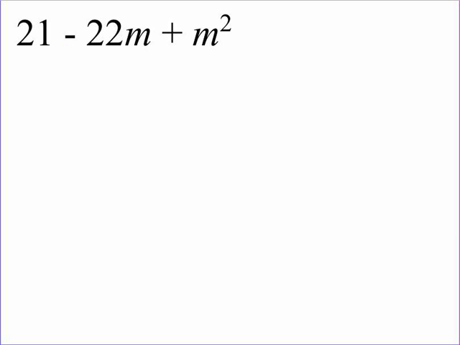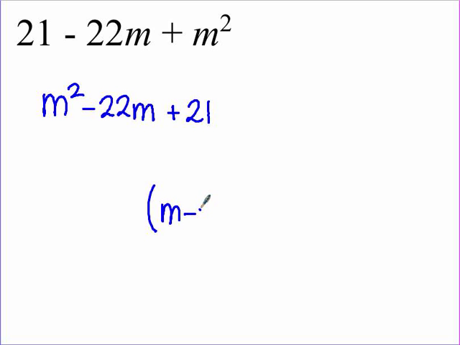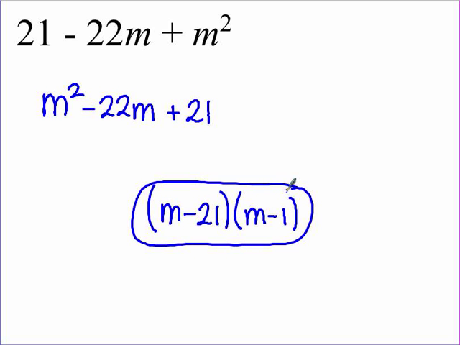All right, I want you to try this one for me. You try this one and we'll see how you do. Okay, so the first thing you should have done is put this in order. And so you get m squared minus 22m plus 21. And so then when you factor this, you should have gotten m minus 21 times m minus 1.